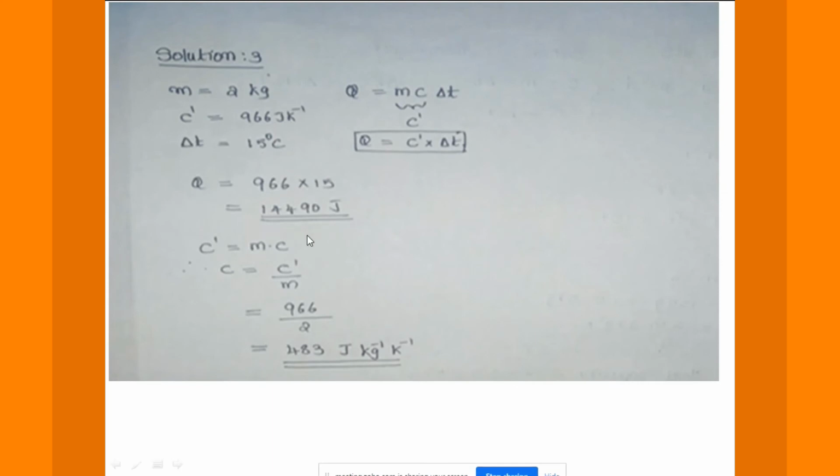Now let us move into the second part. For that we are going to use again this relation, C dash is equal to M into C. From here we can take C will be equal to C dash by M. So C dash value is already there, 966, and mass is also available in the question itself. So direct substitution, you will get the answer as 483 joule per kg per Kelvin. It's an easy question. Only in this first set we are just using this logic, that's all. So that's about question number 3.